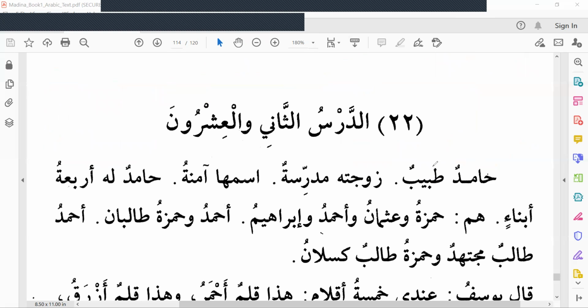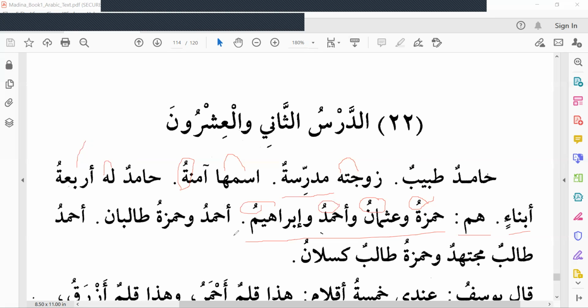Hamidun tabibun. Hamid is a doctor. Wa zawjatuhu mudarrisatun. His wife is a teacher. Ismuha Aminatu. Her name is Amina. Hamidun lahu arba'atu abna'in. Hamid, he has 4 sons. Whom are they? Hamzatu, Usmanu, Ahmadu, Ibrahimu. Okay. See, all are diptotes. We will learn later why these are diptotes. That's why it doesn't take tanween.